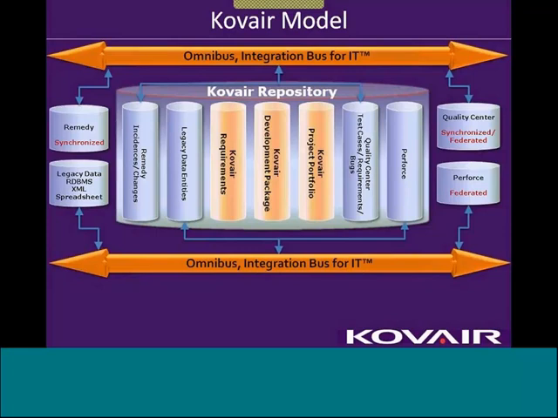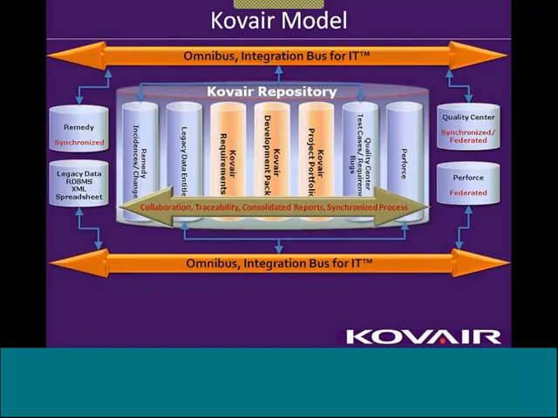Now, whatever be the way, synchronization or federation, once we have all this information in the Kovair repository, we can do collaboration, traceability, report, process, all of those things across these different sets of information, even when they are coming from an external tool. So this is what is known as multi-repository ALM, and Forrester Research recognizes that Kovair is the only ALM tool vendor today who can actually deliver on this promise.